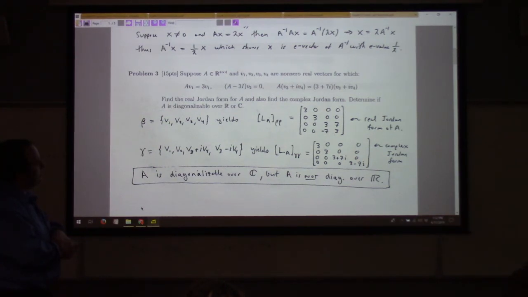So this one, I changed it up. I decided that my question was more interesting if I didn't have a real Jordan piece. Notice I changed the data from the problem we were looking at before. I had v1 here before. Now v2 is also an eigenvector with eigenvalue 3, which means that this is the real Jordan form, and it's not real diagonalizable, because this means complex eigenvalue. If there's even one complex eigenvalue, it's not real diagonalizable. But it is complex diagonalizable, because, well, there you go.